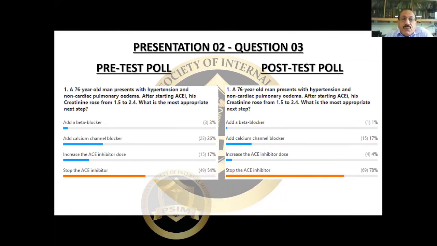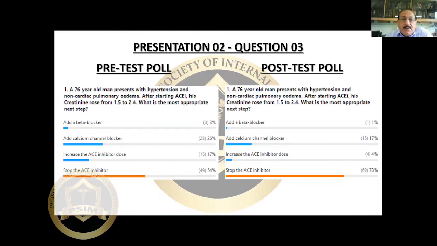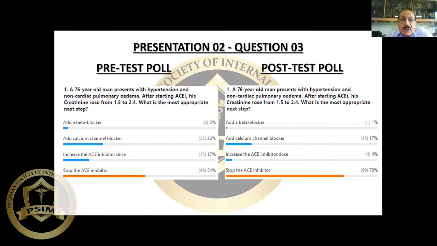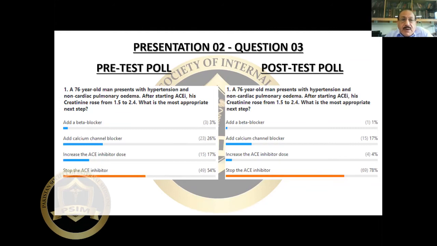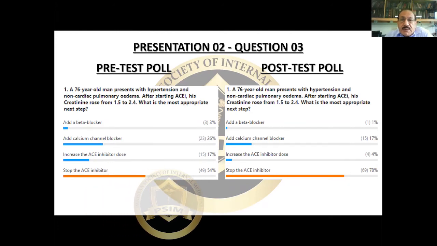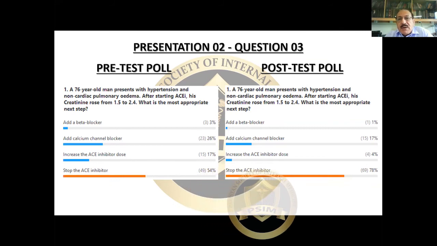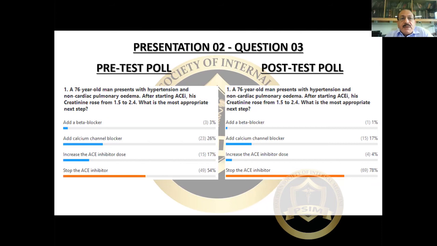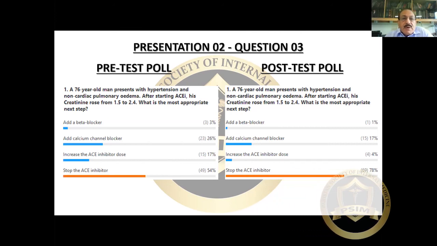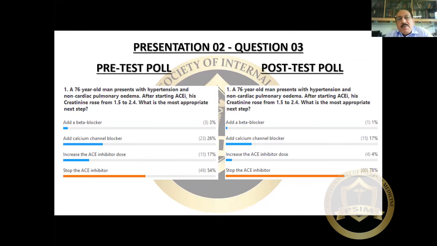The rule is that if you have a 30% increase in the serum creatinine from baseline, for example, you started the ACE inhibitor at a serum creatinine of 1, and now it becomes 1.4 after starting the ACE inhibitor, that means there is a 40% increase in the serum creatinine. So in this case, the ACE inhibitor should be stopped. We started at 1.5 and now it is 2.4. So it's like a 50%, 60% increase in the serum creatinine from baseline.